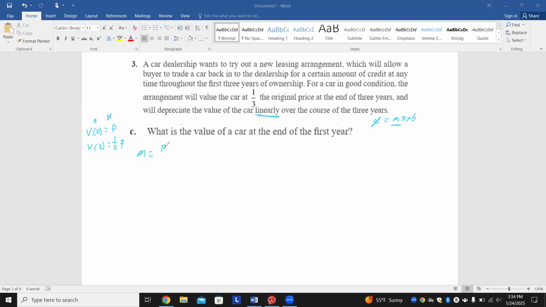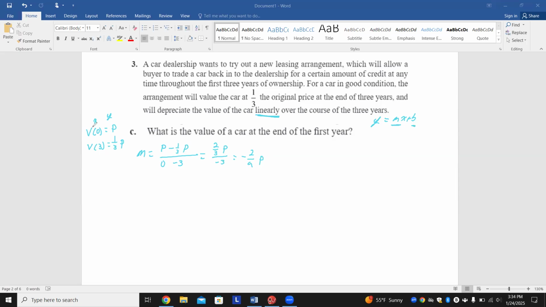So this gives me p minus 1/3 p over 0 minus 3, and then just simplify. P minus 1/3 of a p is 2/3 of a p over -3. If you divide this out, this will give you -2/9 p, because again, when you have double denominators, you can just multiply them or flip it. This will be what you get. So I got my m. Now I just need my b.